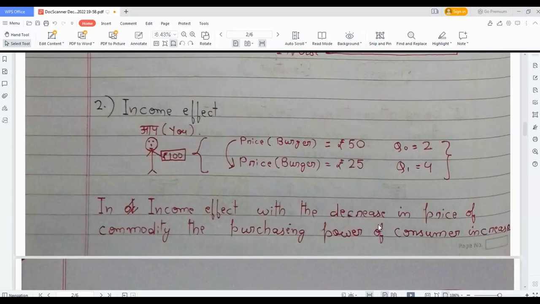Now, if you go to a market with 100 rupees, 100 rupees is your money income. Let's see an example. When the price of a burger is 50 rupees and you have 100 rupees in your pocket, you can purchase two burgers. As the price of the burger falls to 25 rupees, the person can buy 4 units of that commodity. It shows that as the price decreases, the quantity demanded by the consumer increases as the real income of the consumer increases.